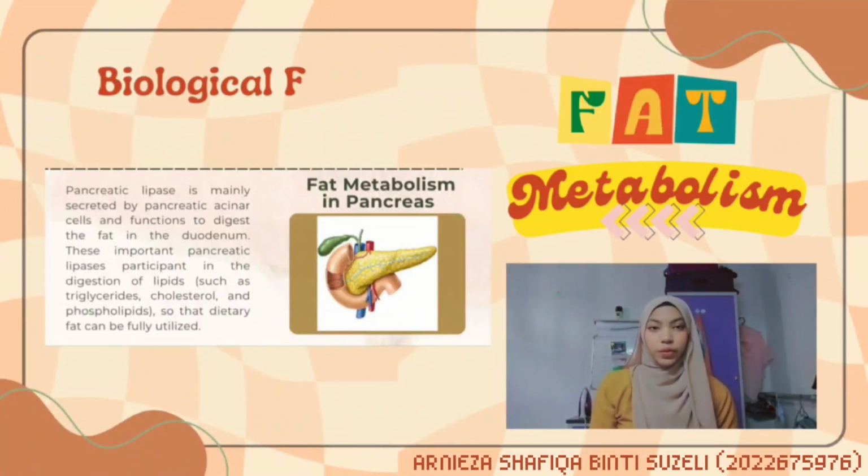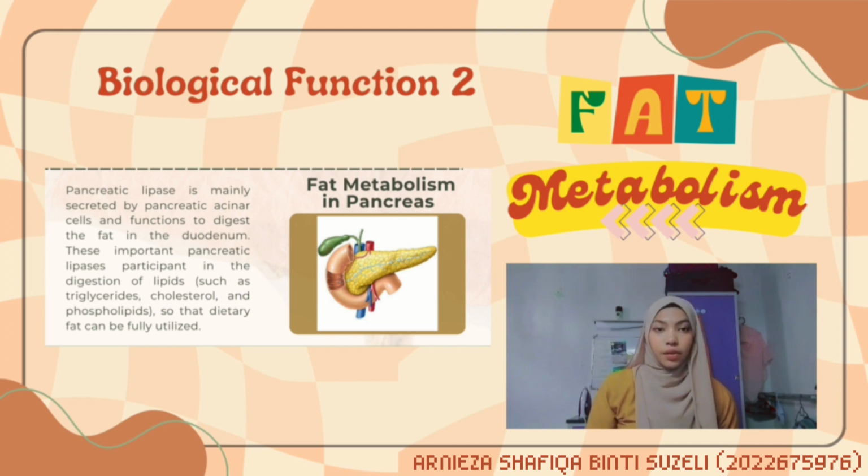Next, I'm going to explain to you the fat metabolism in pancreas. Our pancreas creates a natural juice called pancreatic enzymes. It is to break down food, and each day our pancreas creates about 8 ounces of digestive juice filled with enzymes such as lipase, protease, and also amylase. Pancreatic lipase is mainly secreted in the pancreatic acinar cells, and its function is to digest the fat in the duodenum. This is important because the pancreatic lipase participates in the digestion of fats such as triglycerides, cholesterol, and also phospholipids. This is so that the dietary fats can be fully utilized.